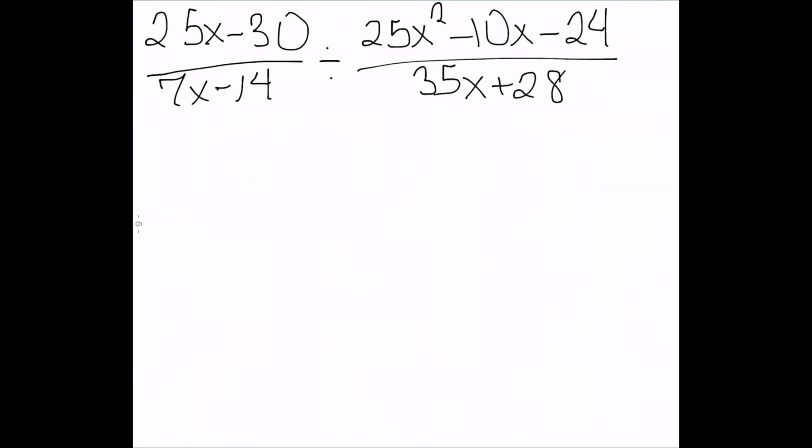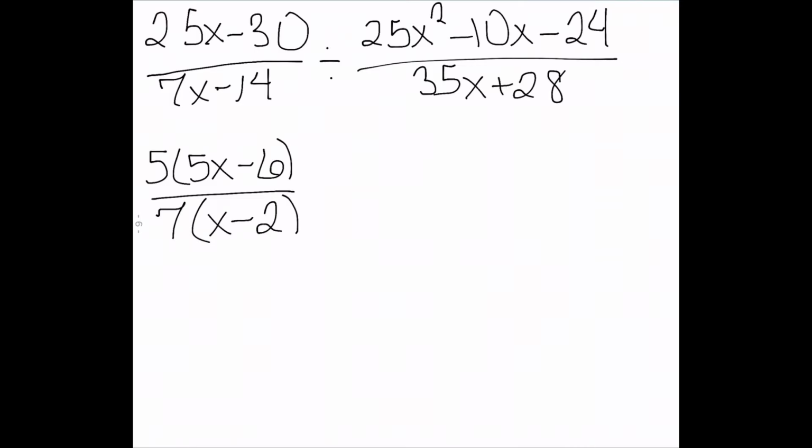Let's look at this example. We want to start by factoring. On the top of the first fraction, we can see they have a 5 in common, and I'm left with 5x minus 6. On the bottom, they have a 7 in common, and I'm left with x minus 2.